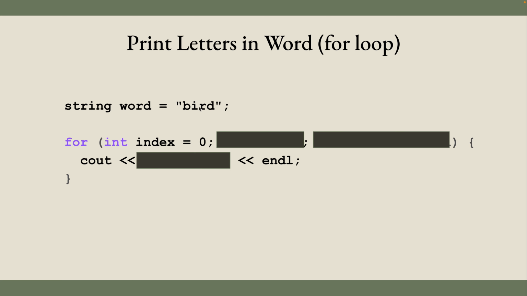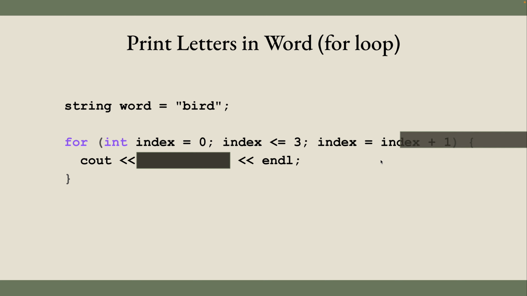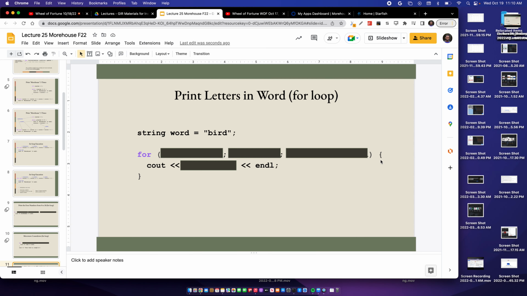Yeah, so in this case, we'll assume word is always 4 letters long. And because we start counting at 0, you can either say index is less than 4, or you can say index is less than or equal to 3. That way 0, 1, 2, 3 will give us 4 letters. And then what is the final thing? Index equals index plus 1. Yeah. Okay. One thing we can add to this code.